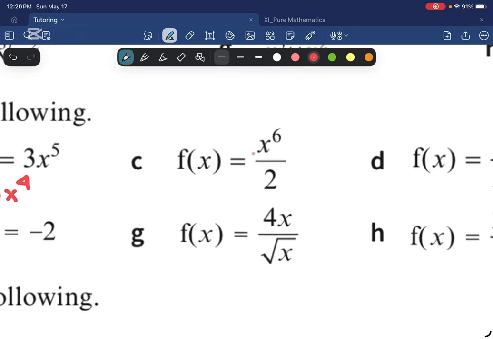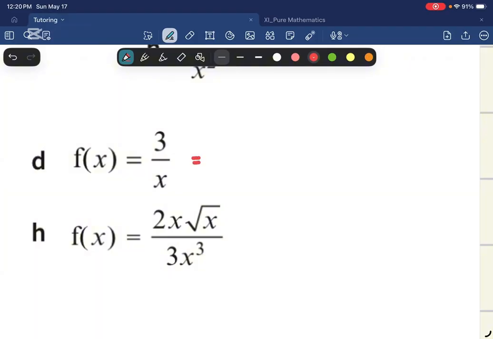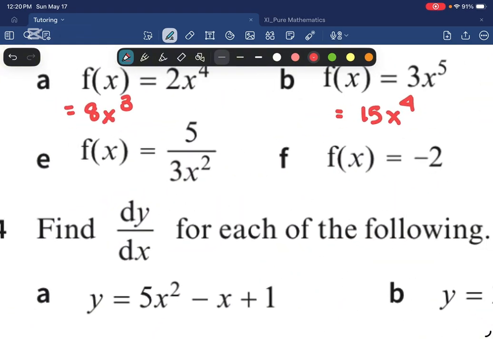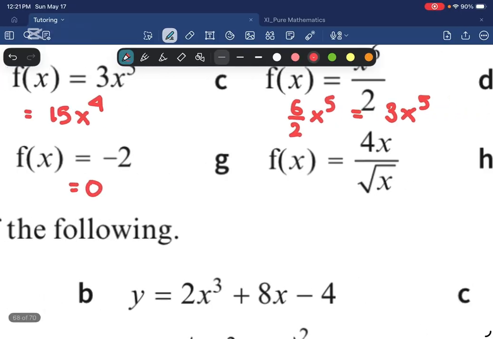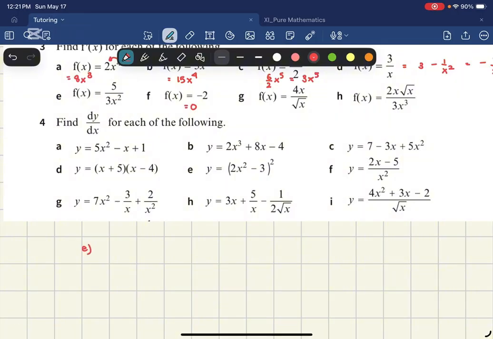All right. Here is the same, right? Your constant is half. So you bring 6 down. You multiply it by half, x to the power 5. So that is 3x to the power 5. Same here. Now this one, it's easier, I think, if you factor 3 out. And then if you differentiate 1 over x, you get minus 1 over x squared. So it's minus 3 over x squared here. All right. Here, so f dash is going to be 0, right? Because it's a constant. So for E, G, and H, let me do E separately here.